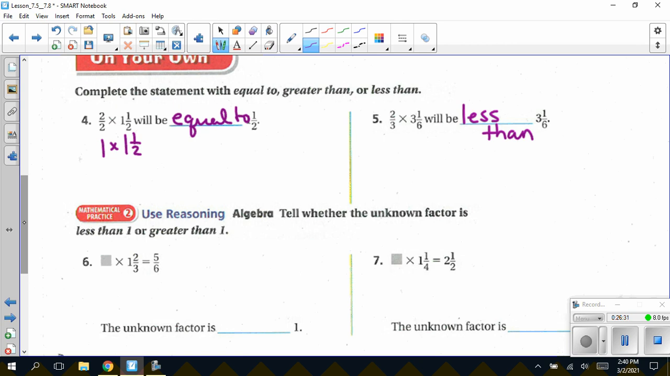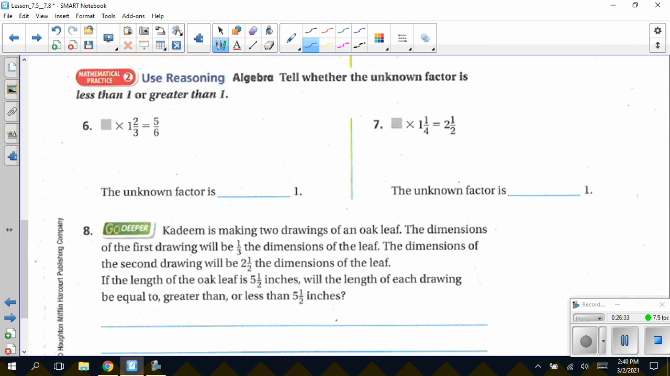For number 6, I have an unknown factor that is being multiplied by 1 2/3, and they're saying that my answer is 5/6. Well, knowing my rules, if I'm multiplying a number times a mixed number, the missing factor has to be less than 1. That missing factor has to be a fraction that is less than 1 in order to get a product that would be less than a mixed number.